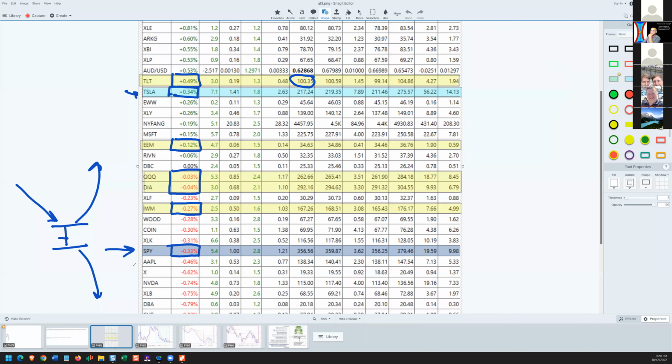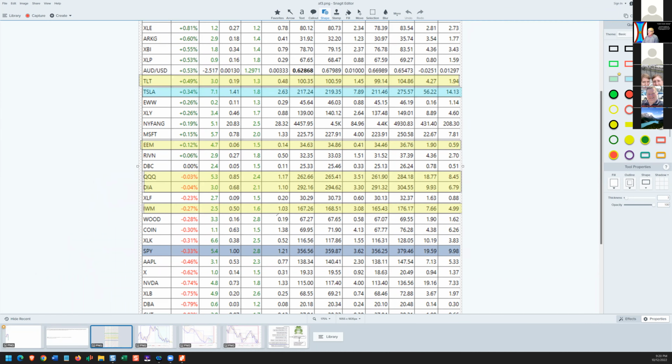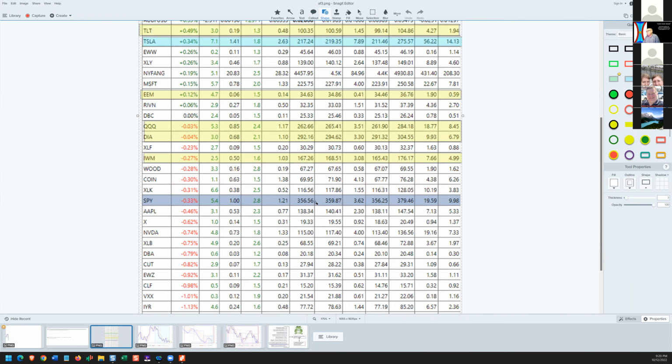So not much range between the S&P at minus 0.3 and emerging markets at 0.12. That's a compression in the indexes of less than 0.5%. So convergence and pain and suffering. This is a time for a steady hand and a clear trading plan. This is when you need a sniper, if I can be so bold.